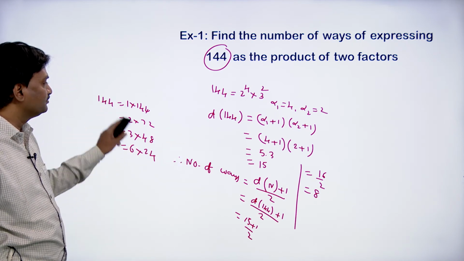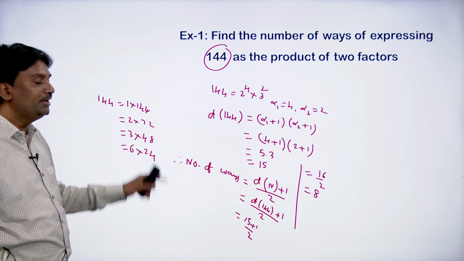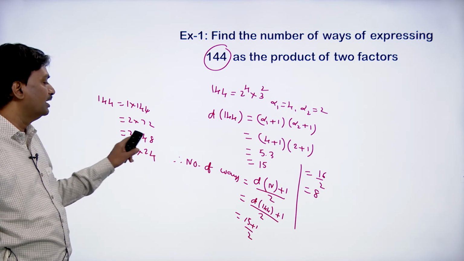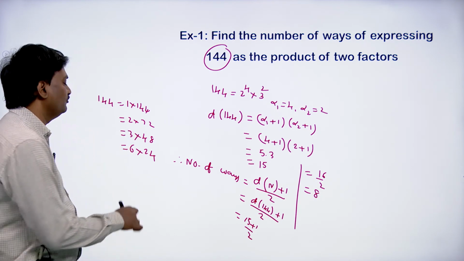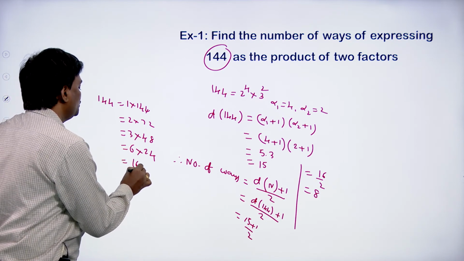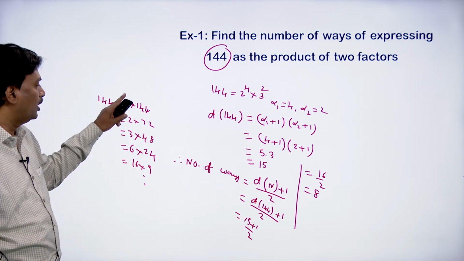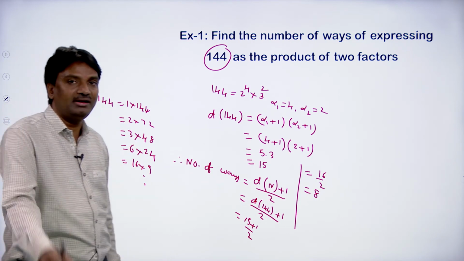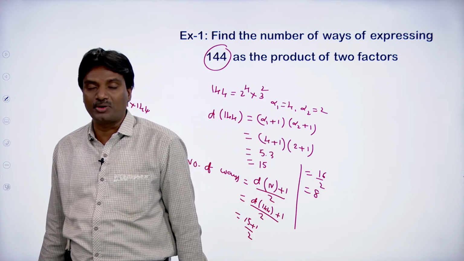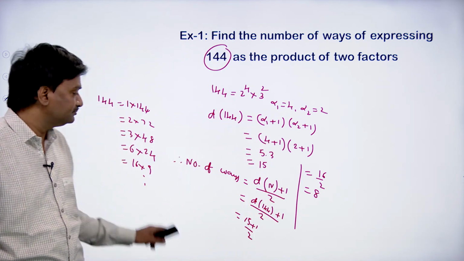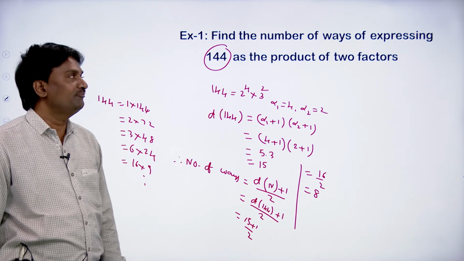If you write like this, 1 into 144 is the product of two factors, 2 into 72 is a product of two factors, 3 into 48, 6 into 24, and like that 16 into 9. If you write like this, you will get a total of 8 ways: 1, 2, 3, 4, 5, 6, 7, 8. So we can express the number 144 as the product of two factors in 8 ways, where 144 is a perfect square.